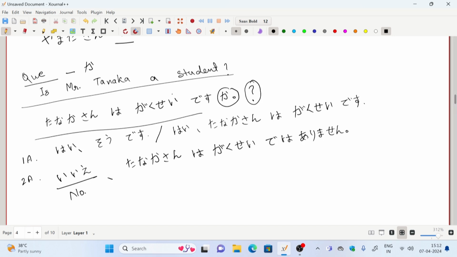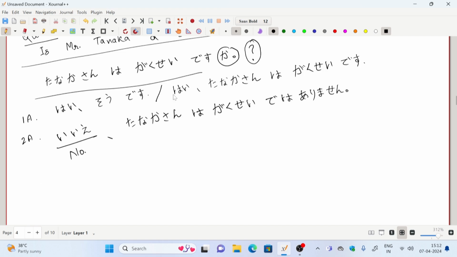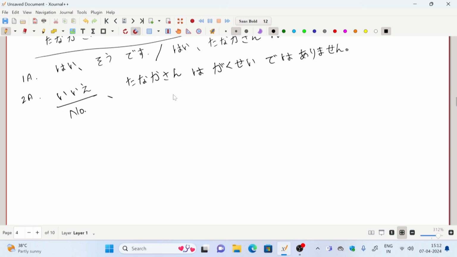Tanaka-san wa gakusei dewa arimasen. So this is how we'll make a negative sentence. The frame for a negative sentence is A wa B dewa arimasen. Desu will change into dewa arimasen and it will become a negative sentence.